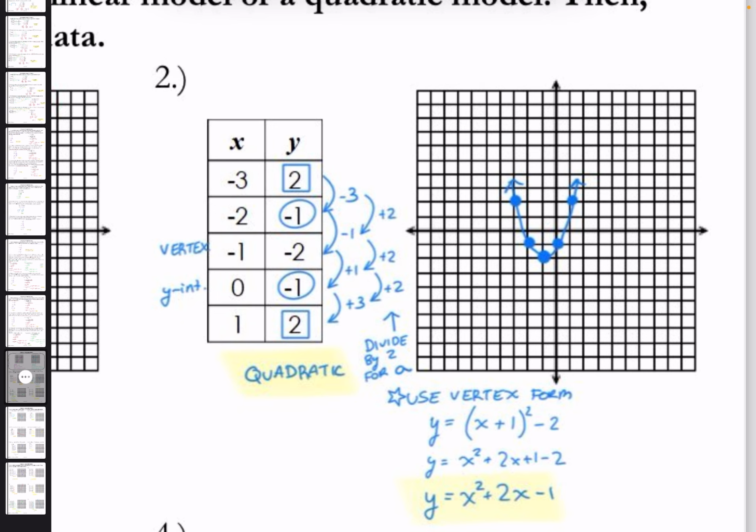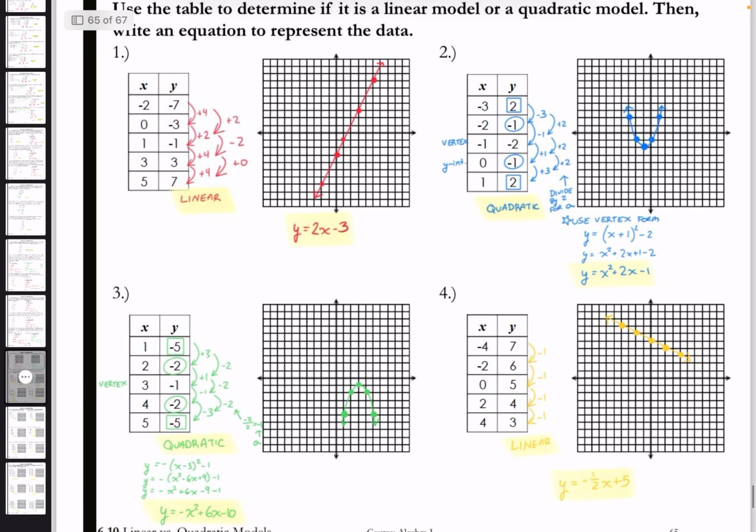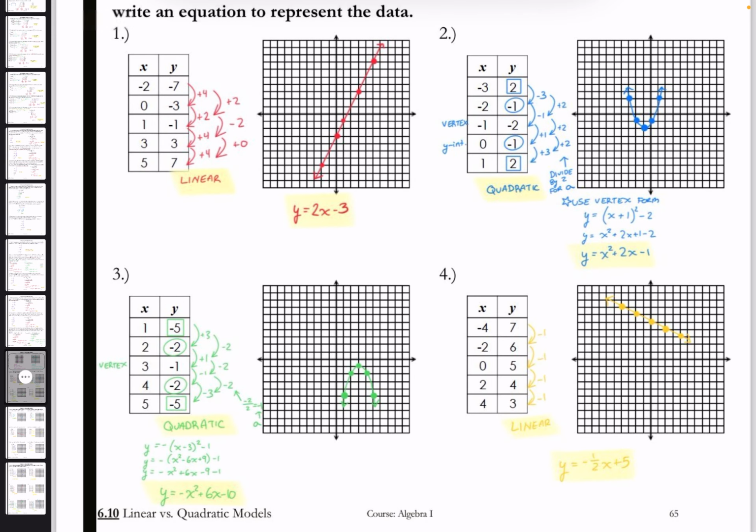I want you to use this method now for number 3. Go ahead and try it yourself. Pause the video. Now that you've done number 3, I will show you the answers on this page and make sure you check number 3 so you're clear on what to do.